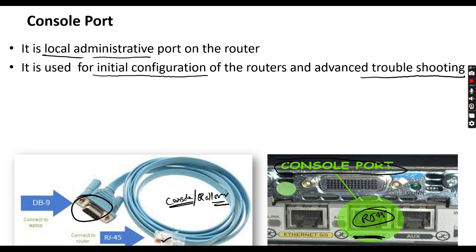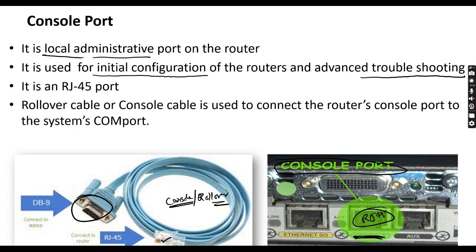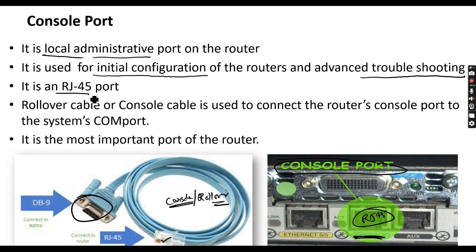Always remember, the console port is one of the sensitive ports. It cannot be replaced anytime, not even in modular routers. This port is very sensitive, it cannot be replaced and it cannot be changed. This is the most important port in your routers. Make sure it is RJ45, and the rollover cable, that's nothing but the console cable, is used to connect the router to the PC, to the COM port on your PC itself.